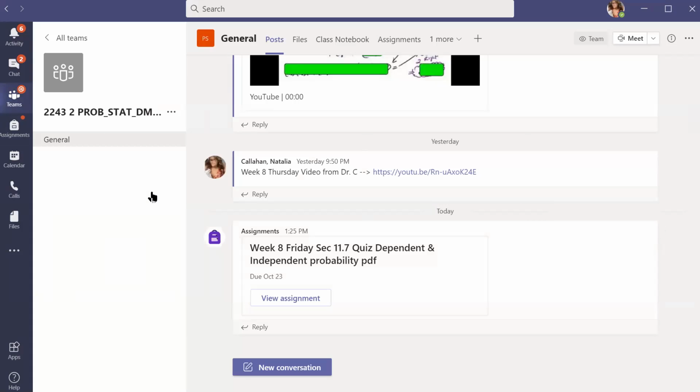for probability and statistics. And then right here versus week 8, Friday, 11.7 quiz on dependent and independent probability. It's on a PDF. So even if you don't have words or PowerPoint, it's okay. You can still download it. It is due 1 week from this Friday. So you have until next Friday, which is October 23rd.